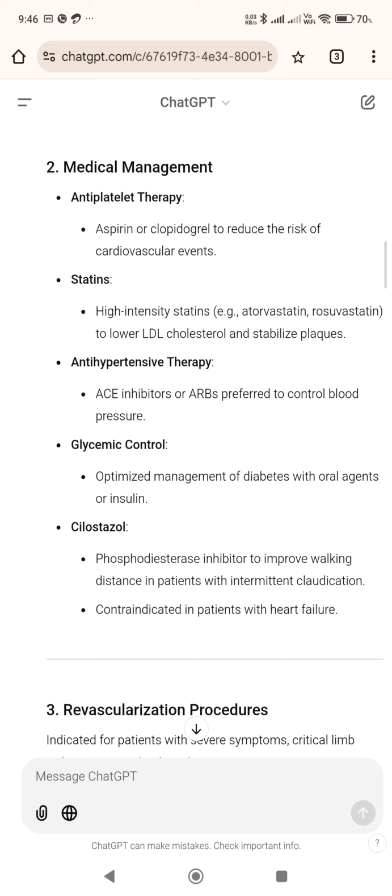Statins: high-intensity statins, e.g. atorvastatin, rosuvastatin, to lower LDL cholesterol and stabilize plaques. Antihypertensive therapy: ACE inhibitors or ARBs preferred to control blood pressure. Glycemic control: optimized management of diabetes with oral agents or insulin. Cilostazol, a phosphodiesterase inhibitor, to improve walking distance in patients with intermittent claudication. Contraindicated in patients with heart failure.